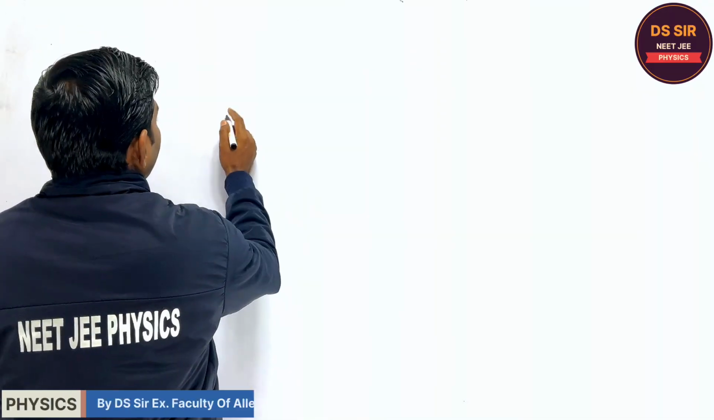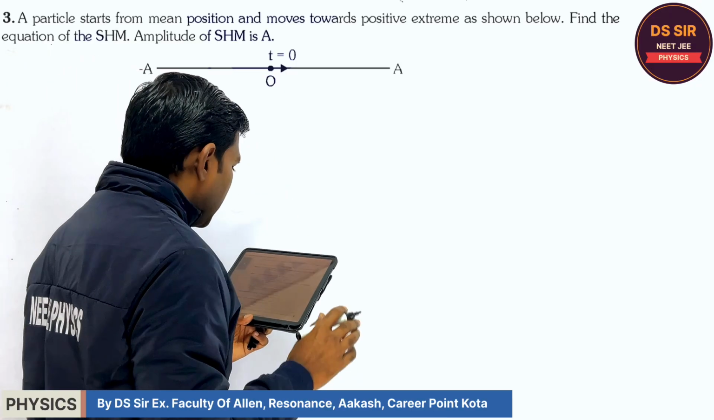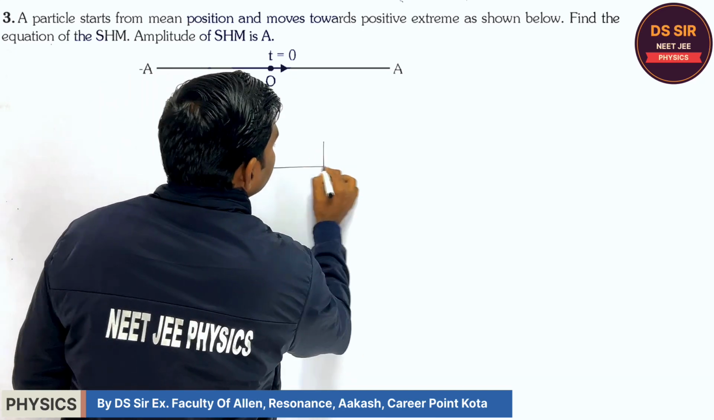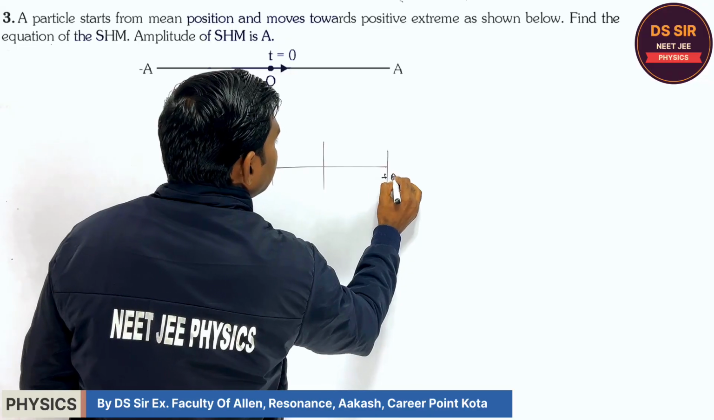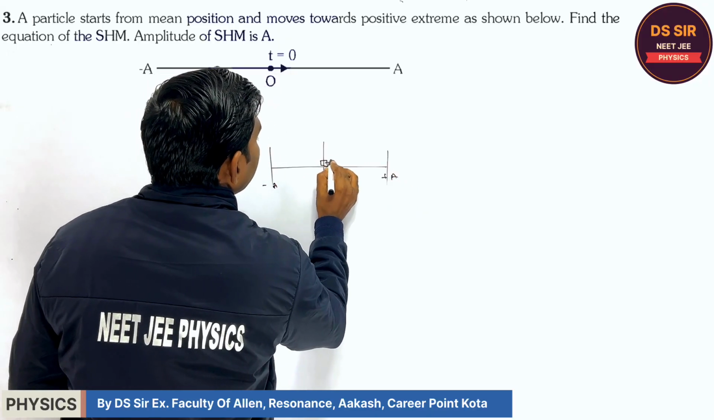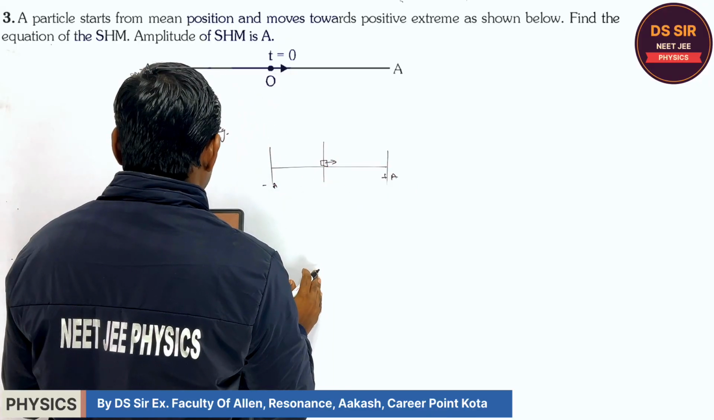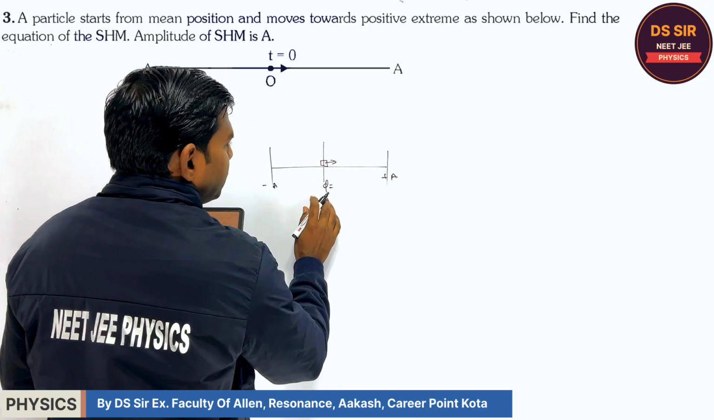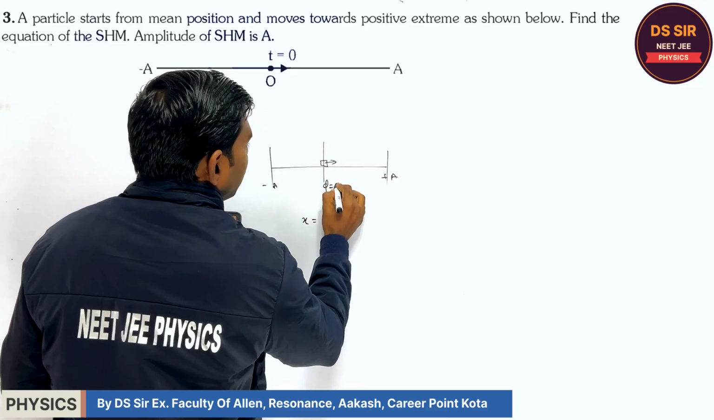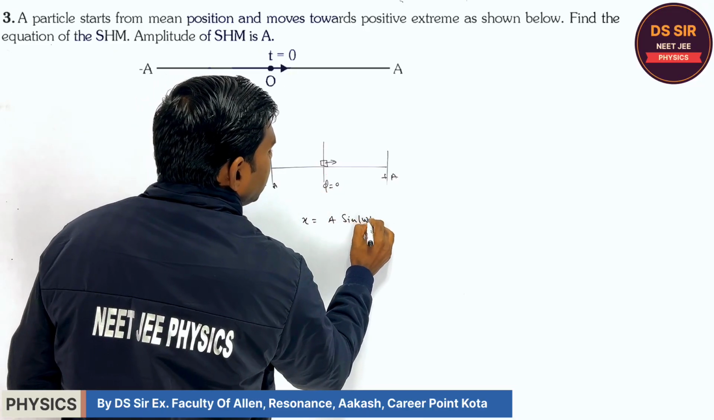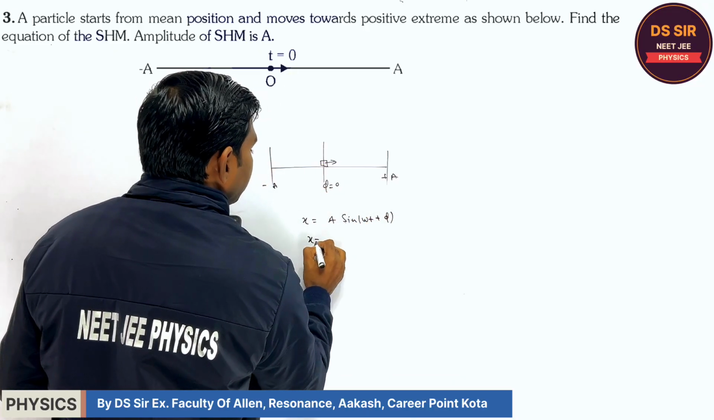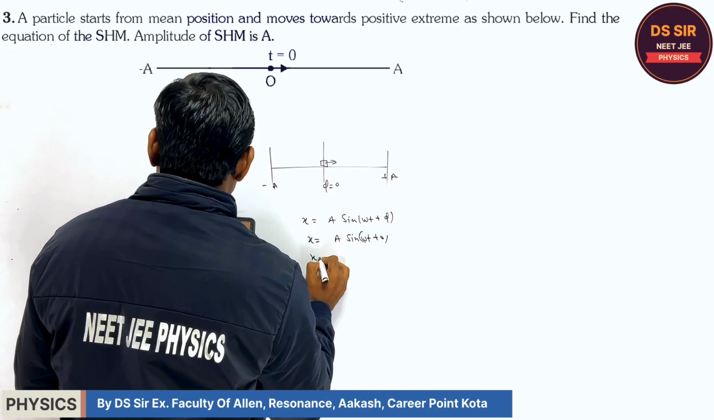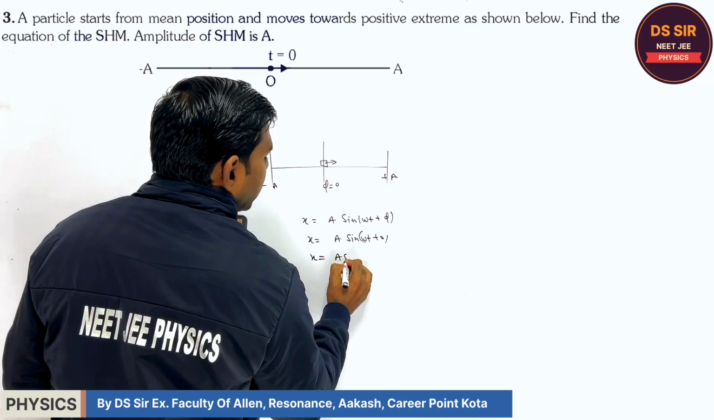Copy this. In this question, the particle starts from the mean position and moves towards the positive extreme. So if this is plus a and this is minus a, it will start from here towards the positive extreme. What is the initial phase over here? 0. So the general equation is x equals a sine omega t plus phi, so a sine omega t plus 0. So the equation of the displacement is a sine omega t, simple.